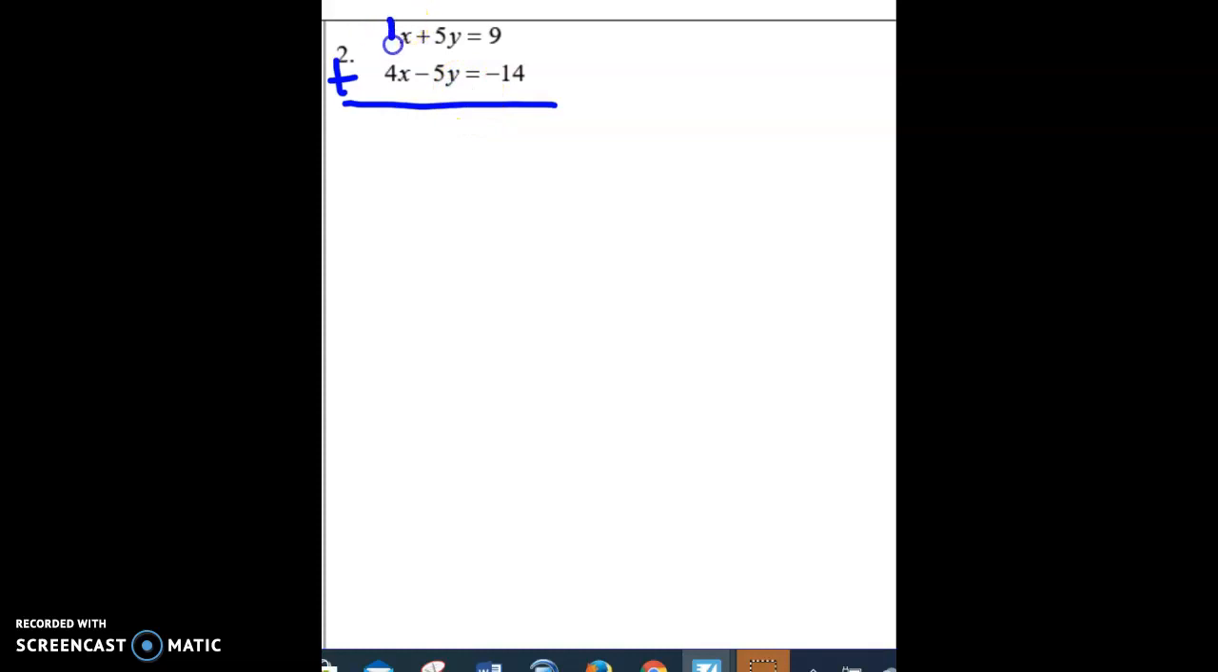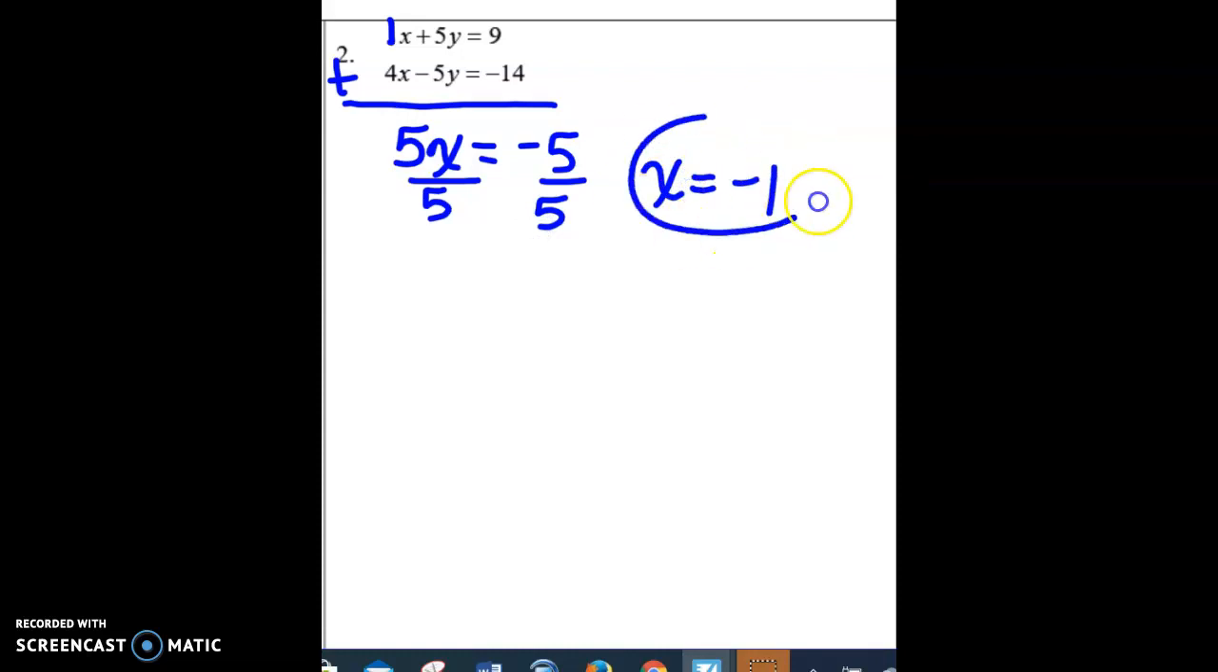Remember, if there's nothing in front of a variable, it's a 1, so x plus 4x is 5x. And this side, 9 plus negative 14 is negative 5. So all we do is divide by 5 and we get our first solution of x equals negative 1.